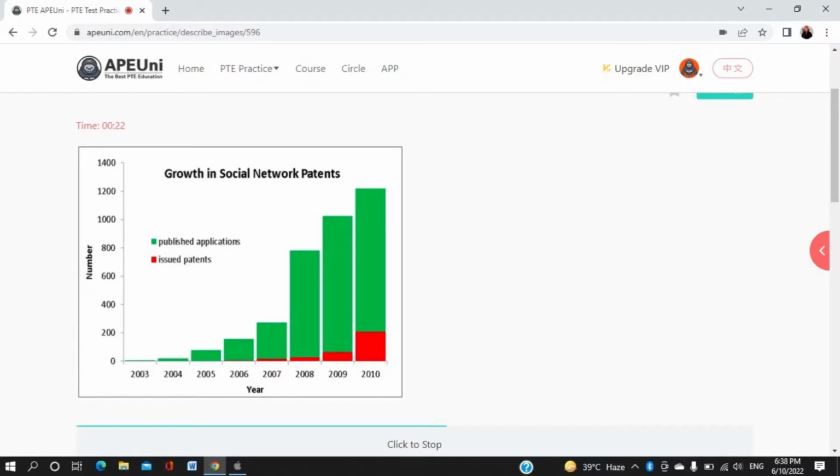There are lots of different elements in the image which are published applications and issued patents from year 2003 to 2010. One of the elements is maximum, whereas another one is minimum. There are lots of different trends, variations, and numbers in this image. The different numbers are 200, 400, 600 to 1000. There are different colors such as green, red, and black. To conclude, the given bar graph gives us information about the growth in social network patents.